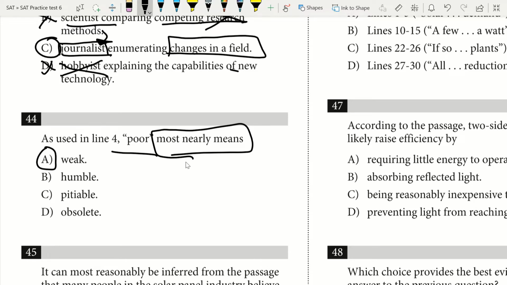As far as why B, C, and D are wrong, let's cover that. Would we say a humble market? No. Humble would be used to describe a person, not a market. A pitiable market? No, we can't pity a market. Obsolete market?